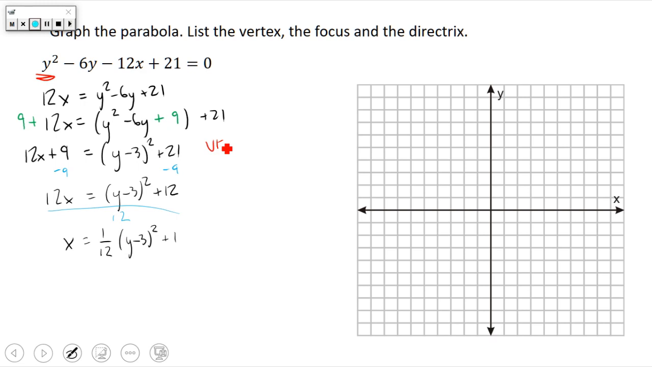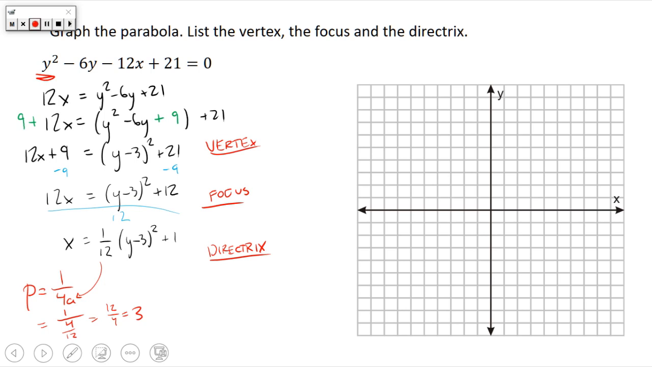We want the vertex. We want the focus, and we want the directrix. Crucial to finding the focus and the directrix is to find P, and we can do that right away. P is equal to 1 over 4A. That's A, right? 1/12. So for this problem, this is equal to 1 over 4/12, because 4 times 1/12 is 4/12, which is equal to 12 over 4, which is equal to 3. And 4P is equal to 12.